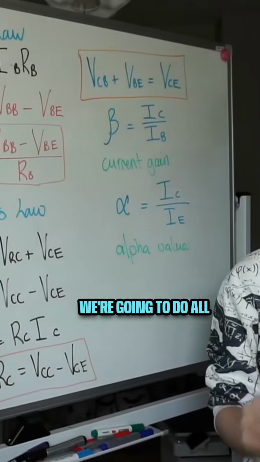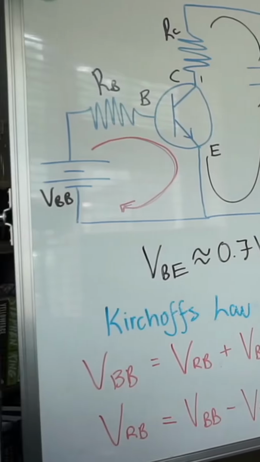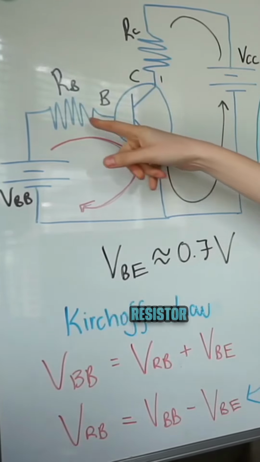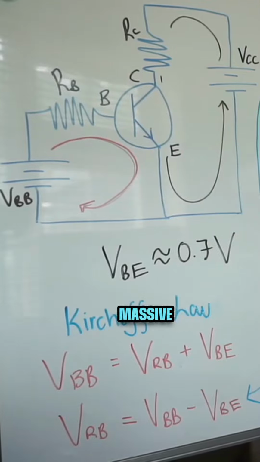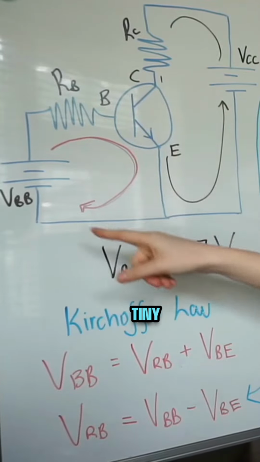In this part, we're going to do all the maths. Don't be terrified. I've redrawn the general schematic. We have a resistor RB. Usually it's a massive resistor. Think about it. We only want a tiny, tiny current here.